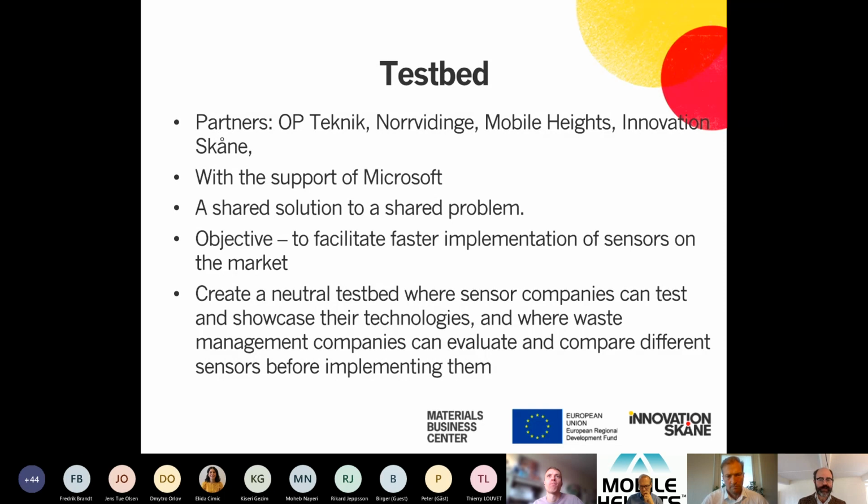So what we're looking at is a shared solution to a shared problem. It's the problem of identification, and that more sensors need to come out on the market. That's for the whole value chain. What we want to do is facilitate faster implementation of sensors on the market, meaning they need to be almost ready for the market for us to be able to implement them. And we've created a neutral test bed, so a sensor company can come test their sensor. It's easy to connect. You get your data with you when you go, and a waste management company could evaluate and compare different sensors before implementing.